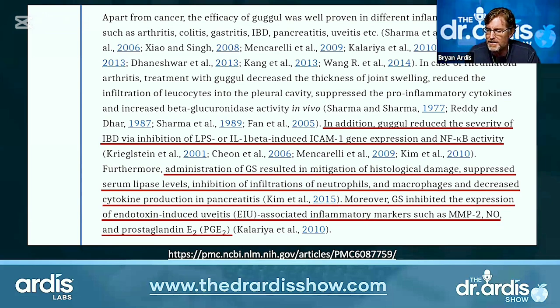Guggulsterones inhibited the expression of endotoxin-induced iritis, inflammation and pain of the eyes, and those markers that they look for to confirm it.